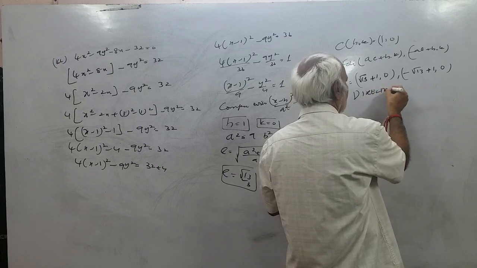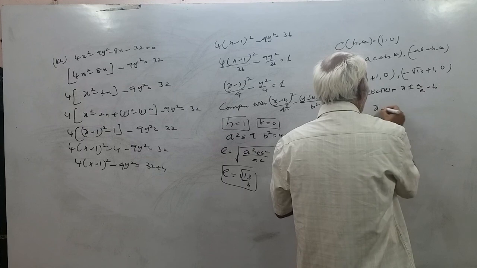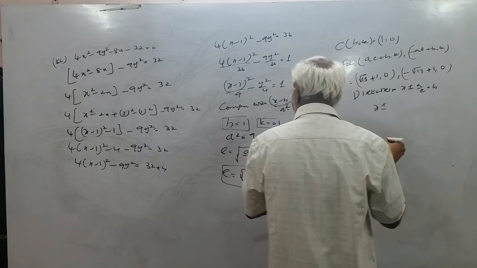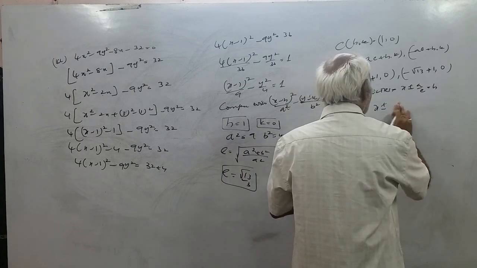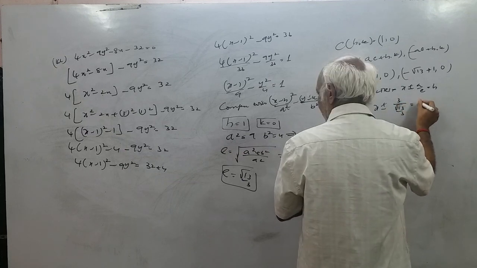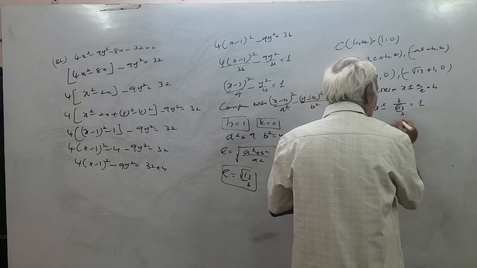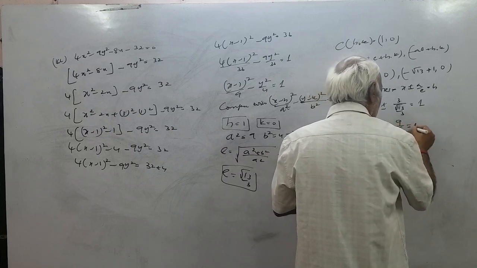directrix. x = ±a/e + h. What is the a value? 3 by √13/3, plus h value, how much? 1. So x = ±9/√13 + 1.